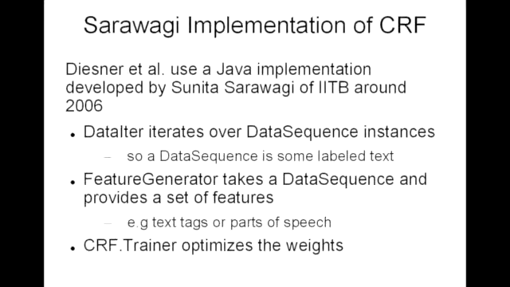Can I have the next slide, please? So, Sunita Sarawagi of the Indian Institute of Technology in Bombay, around 2006, released a widely used code, which is a Java implementation of conditional random fields. And that is used by Jana Diesner's group. And it has a kind of an internal structure, which I have to talk a little bit about the Java class structure of. So please bear with me if you're not a Java person.